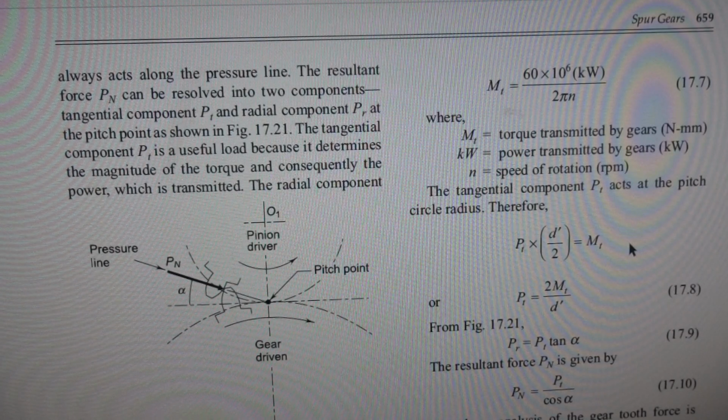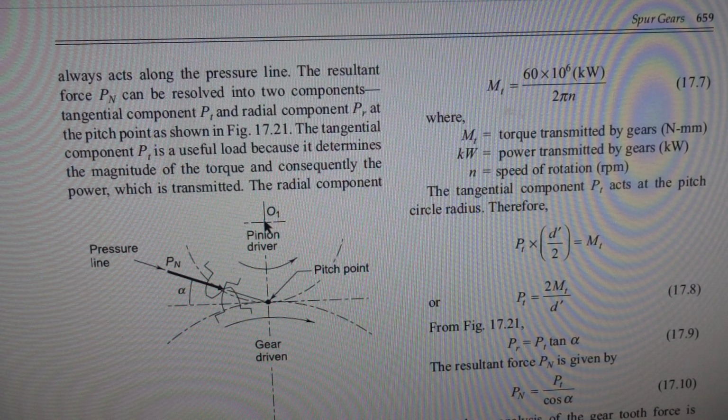This one is the pinion. Center is the O1 of the pinion. This is the driver, and it is small. This one is the driven gear, known as the gear. The size of this gear is larger in comparison to the pinion gear. So center is the O2, and force line.